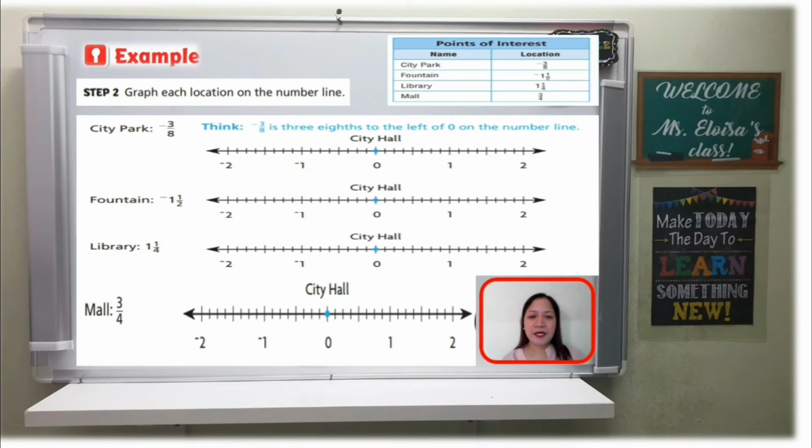For the City Park, we have negative 3/8, and we know that we can find it between 0 and negative 1. And as you can see, 0 to negative 1 is divided into 8 parts. So we'll take 3/8 to the left of 0. So there is your negative 3/8. Fountain is at negative 1 and 1/2. So we know that we can find it between negative 1 and negative 2. So that is halfway between.